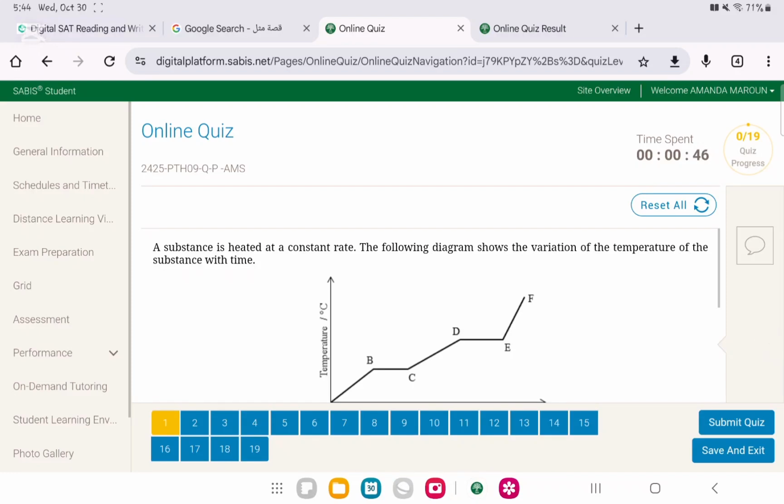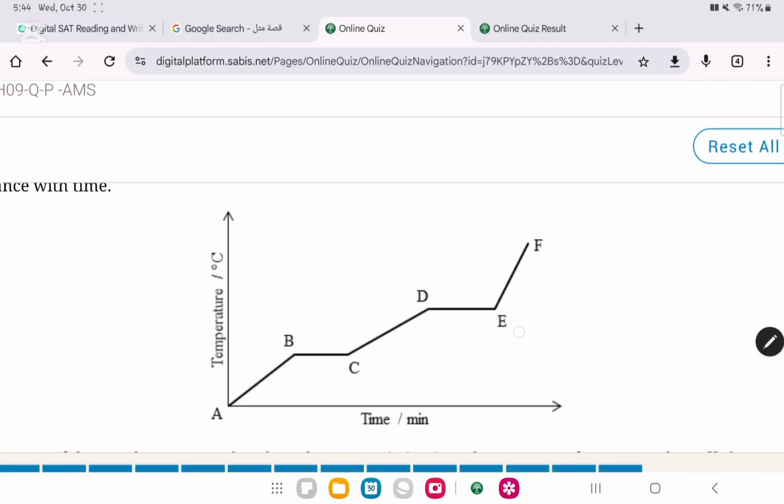So let's start. A substance is heated, meaning we're adding heat at a constant rate. The following diagram shows the variation of the temperature of the substance with time. Let me discuss with you about this diagram.